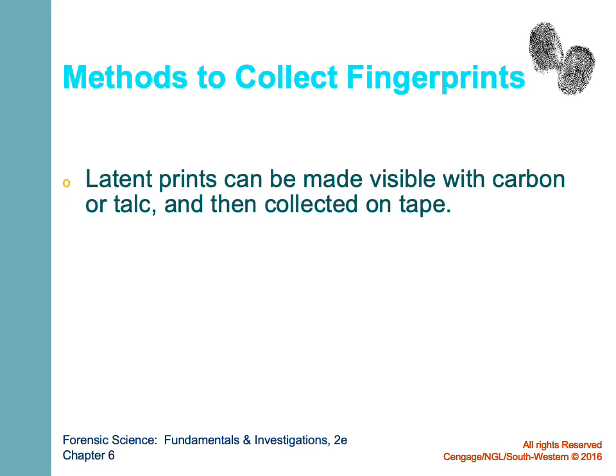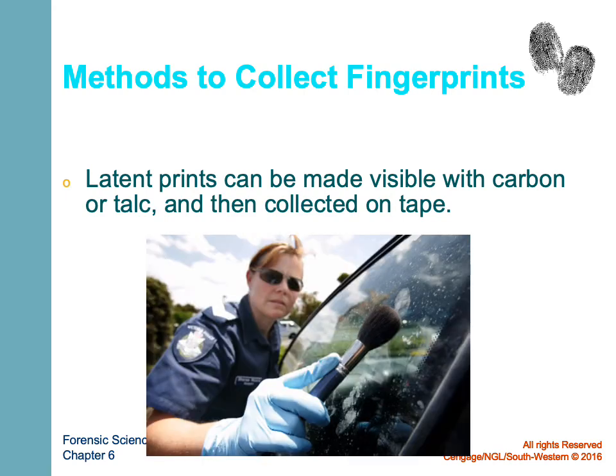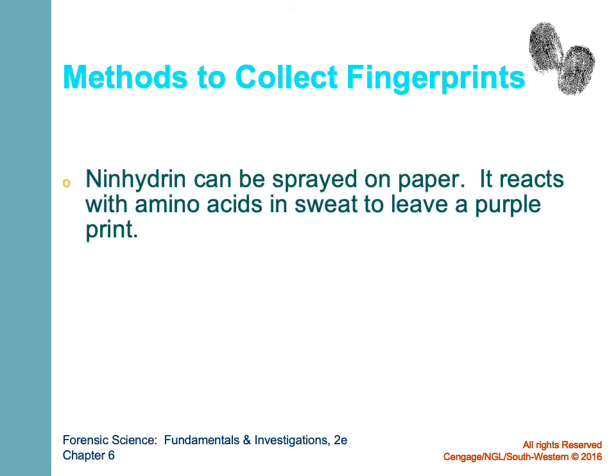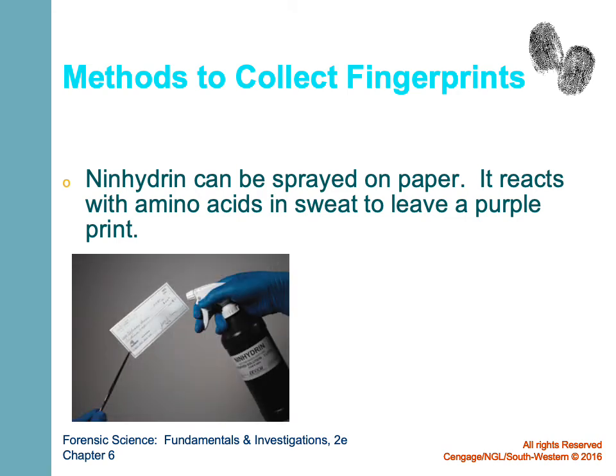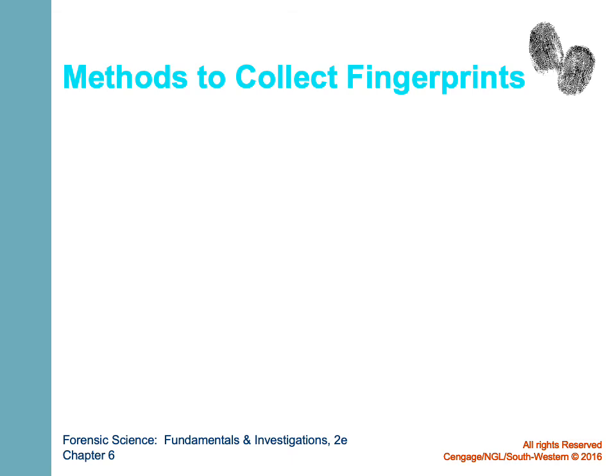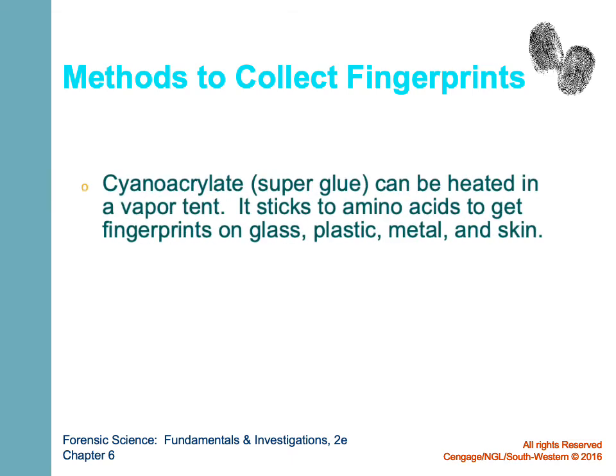So this one you'll definitely need to know because we'll actually do this in class by using carbon or talc powder, and then you can pull those off of a window like you see here, just using a brush, and you collect it with tape. We will not do this one. Okay, actually we may do this one because I actually have ninhydrin. All right, but this is if it reacts with amino acids and it turns purple, and then you're able to take a picture and store it in the FBI database.